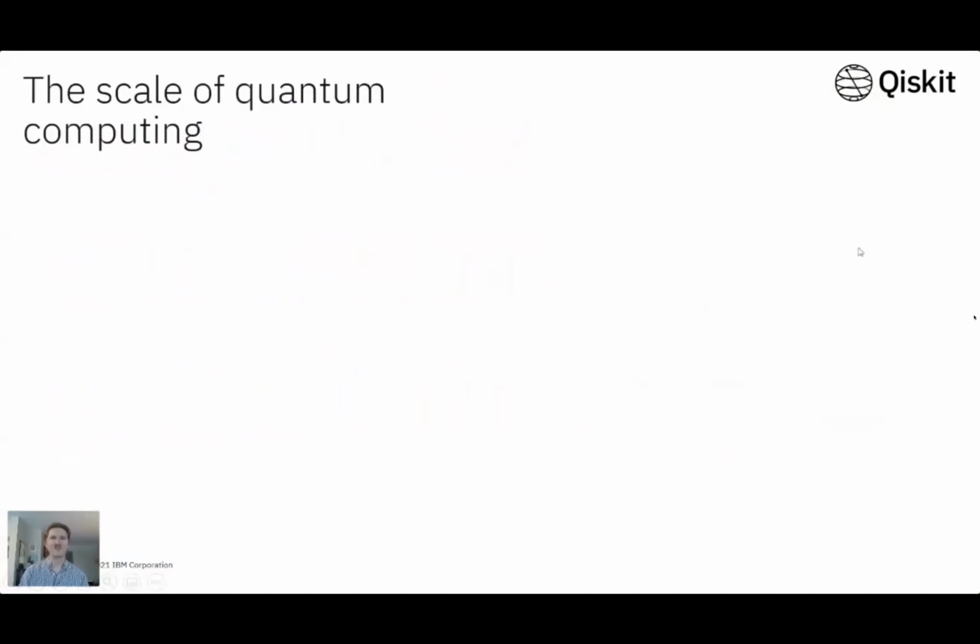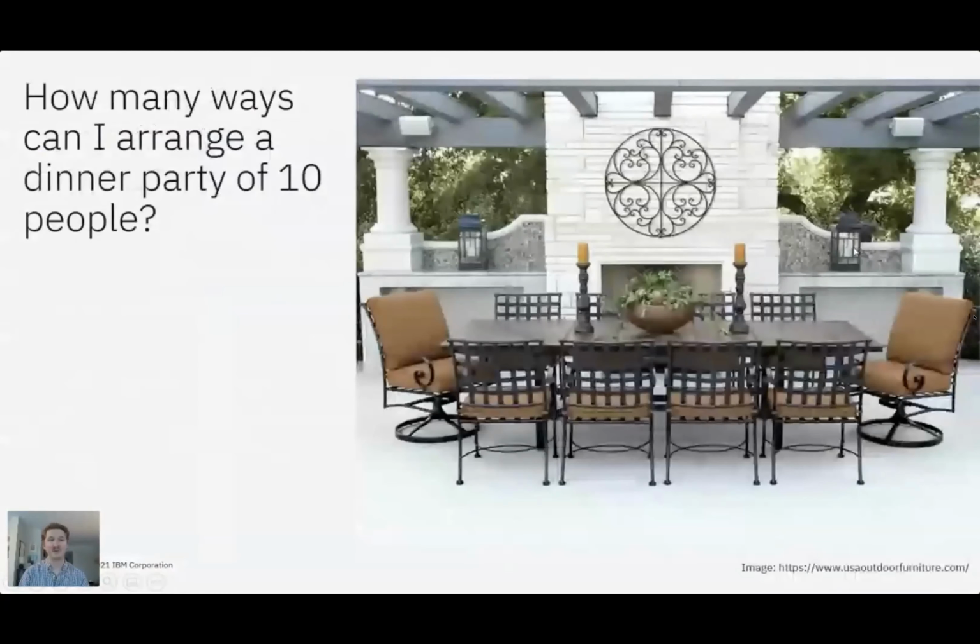So I want to start by talking about the scale of quantum computing. And I'll start with a question. How many ways can I arrange a dinner party of 10 people? Consider, this dinner party is a staple of my millennial culture. We love our dinner parties, getting everyone together. And actually this time of year, we're starting to plan our Friendsgivings, maybe. So how many different ways? Think about this. If you know the answer, say it out loud.